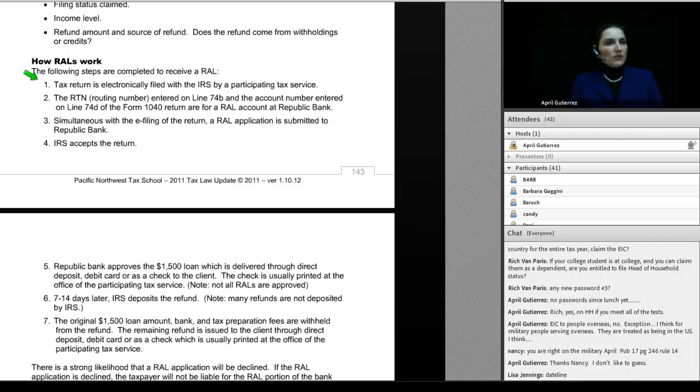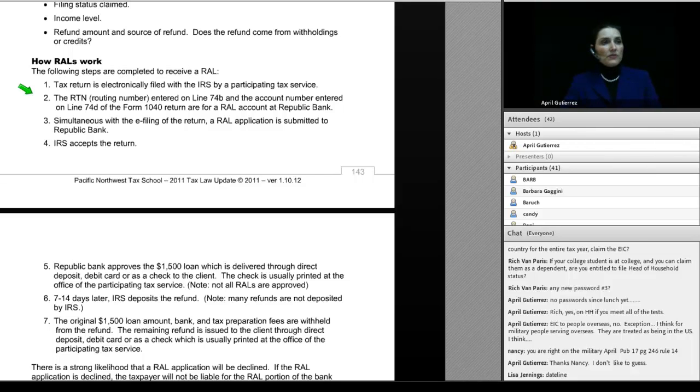You are a client and you go into a tax firm and you ask them to prepare your tax return, which they do, and then the tax return is electronically filed with the IRS by that tax service. But that refund section on line 74 of your tax return where you enter the direct deposit account information, the numbers that are put in there are the numbers for, in this case, this year, Republic Bank. And they're probably going to include your Social Security number, that is the filer's Social Security number, and a routing number for Republic Bank. And that tax return gets filed electronically.